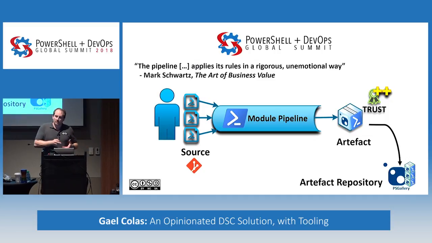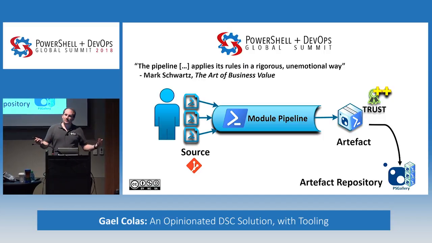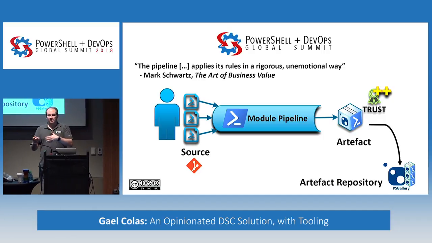So you have your source. You put that into your pipeline, it creates the artifact that you trust. At least you trust that version. If something goes wrong with that version, what do you do? You go back to the source, change it, put that again into the pipeline, and go to the next.